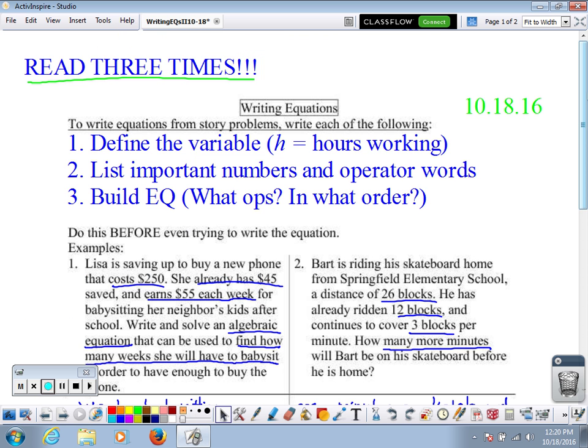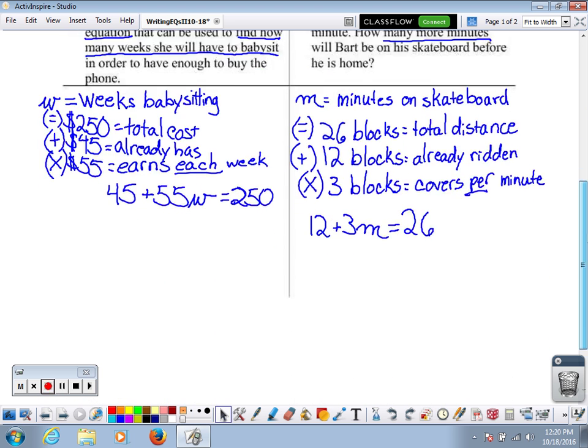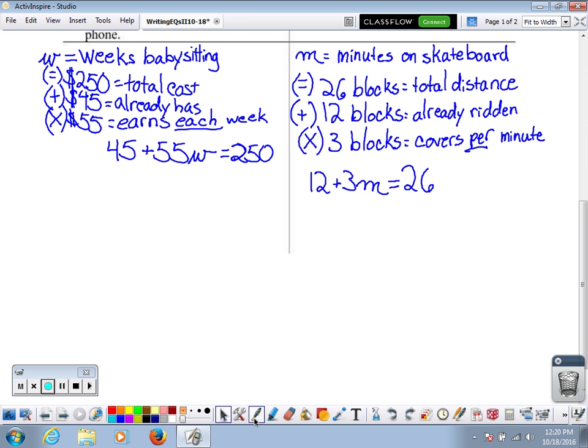All right. Let's go back and talk about Bart and Lisa. All right, let's talk about Lisa saving up for her phone. So we've got 45 plus 55W equals 250. What's going to happen first? Vertical line through the equal sign. Followed by what? The note. And what's the note going to say?